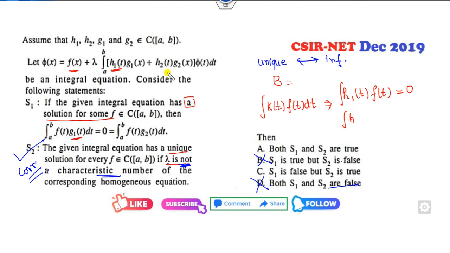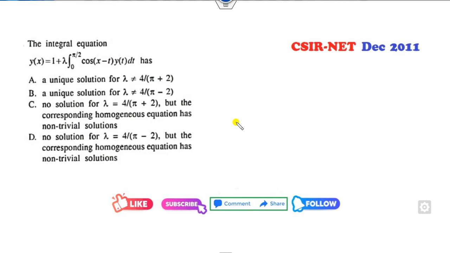And H2 of T into f of t, it should be 0. But he said f of t into g1, but we need h1, so that means this option is cancelled out. So the right option is: S1 is false, S2 is true, C option is my correct answer. Okay, look at this another one.